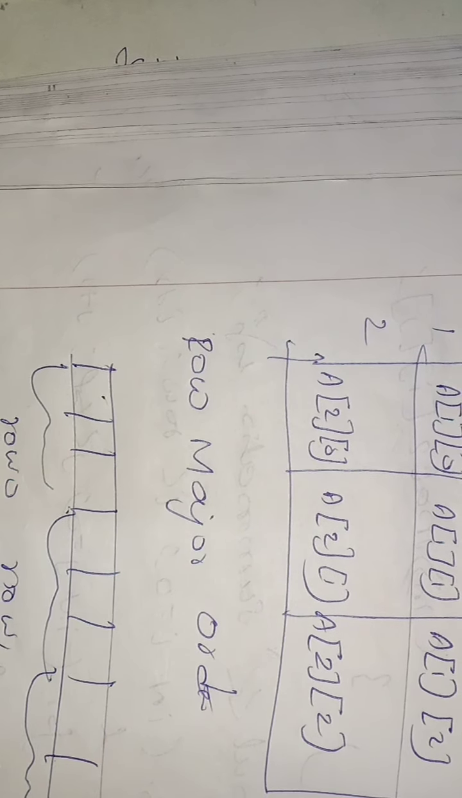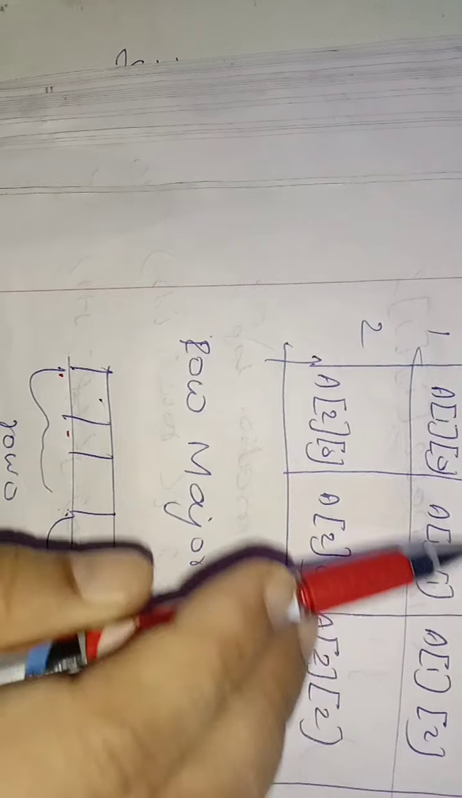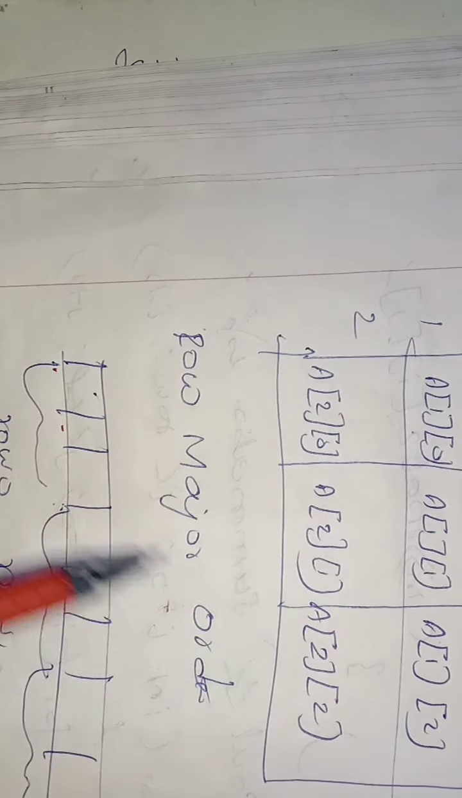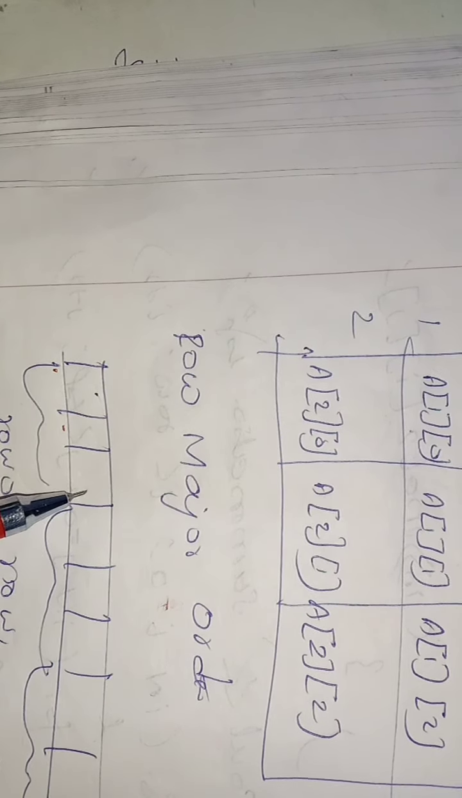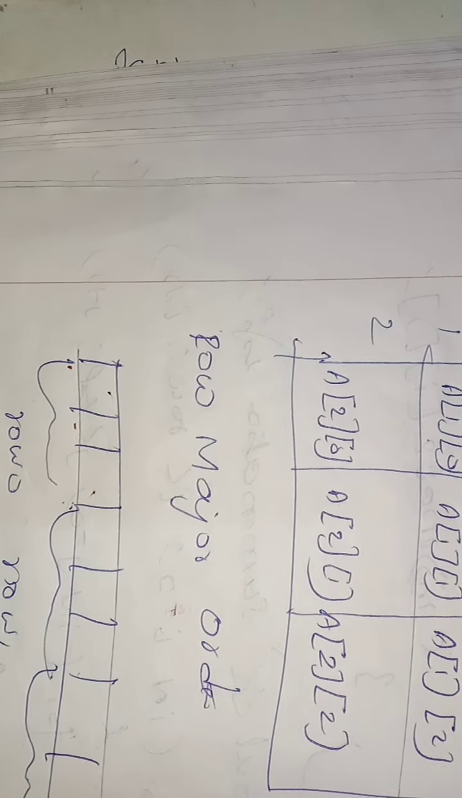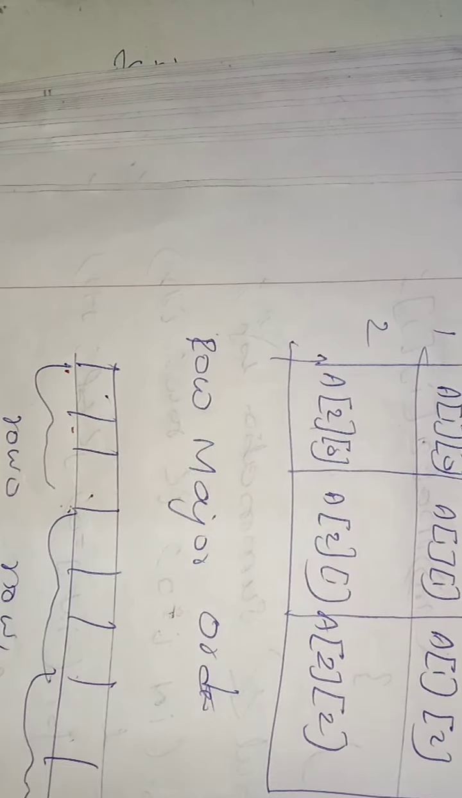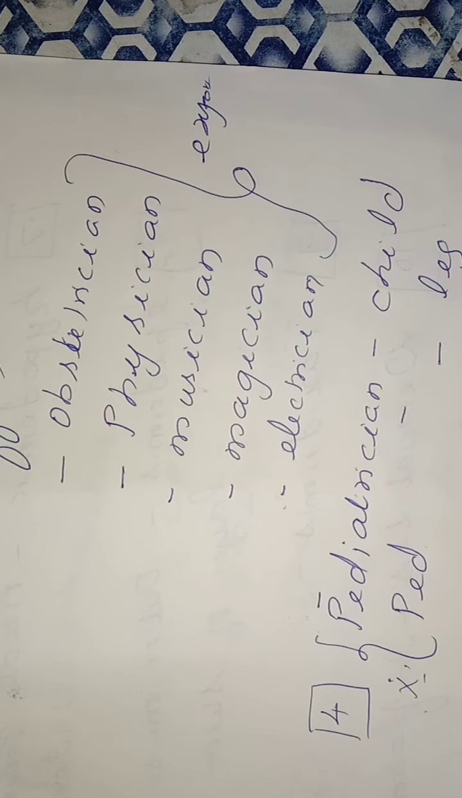Understood? Row major means I will take the first row, 1, 2, 3, then the second row 1, 2, 3, and the third row 1, 2, 3. Column major means you take it column by column: 1, 2, 3, then 1, 2, 3. So row major and column major. This you must be studying in the matrix paper at the plus one level, in your class level.